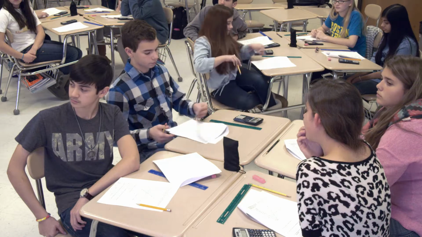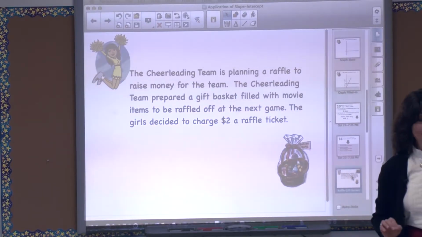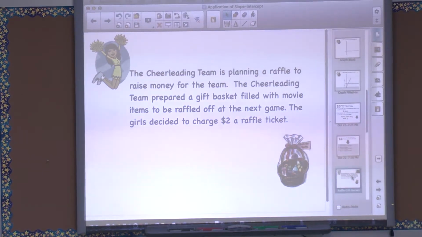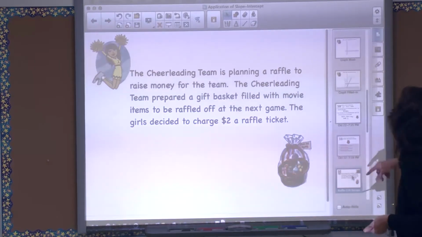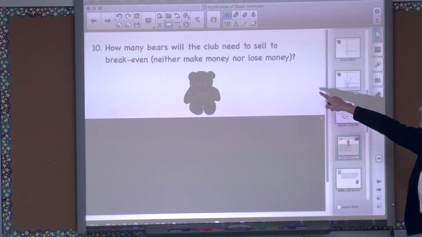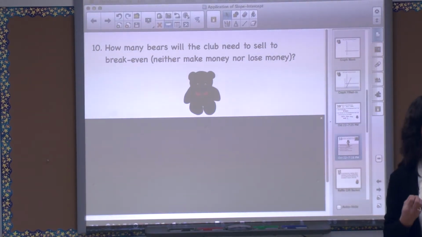So now we're going to go on to the next activity. Okay? Now again, we're helping these cheerleaders out. So we're able to tell the cheerleaders that in order to make $1,000, they have to sell 209 bears. Okay? Oh, you know what? There was one question I'm going to go back to, because I think there was one question I didn't answer. How many bears will the club need to sell to break even? Okay, this is an important question.